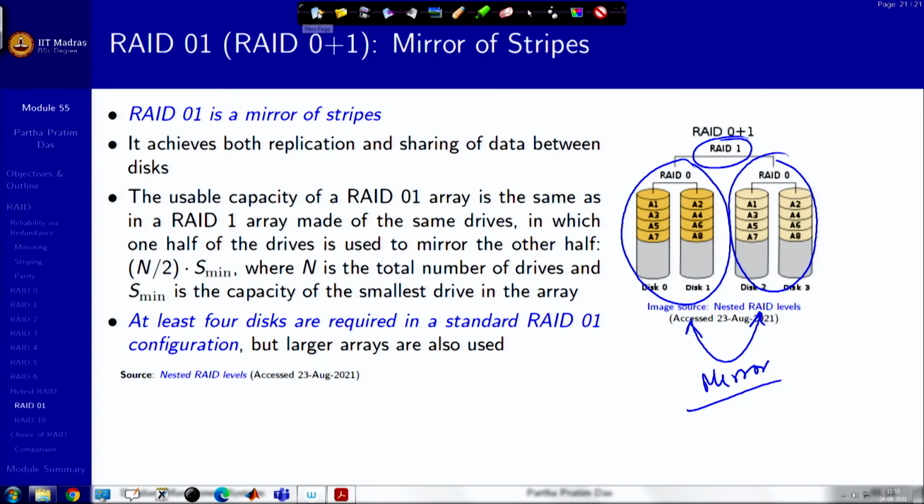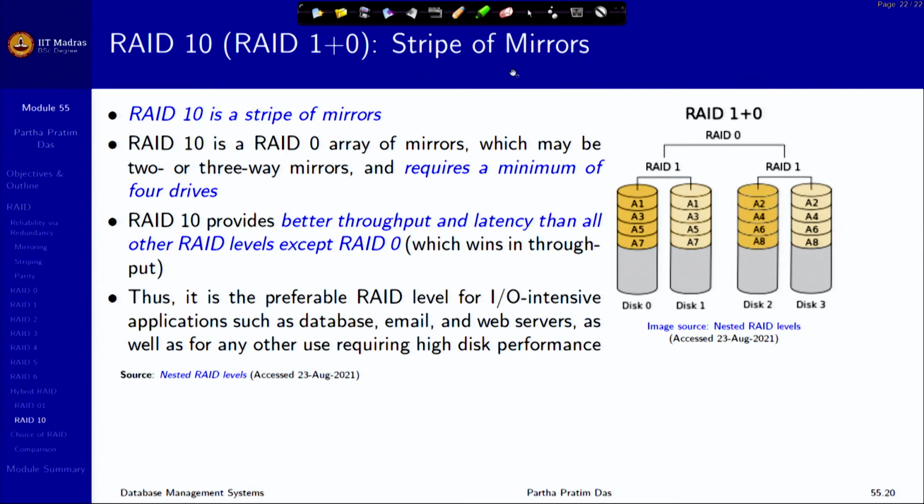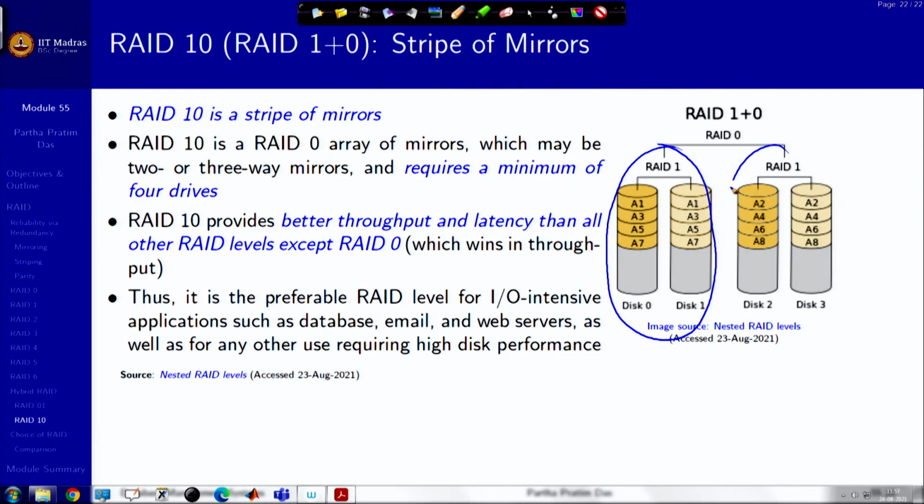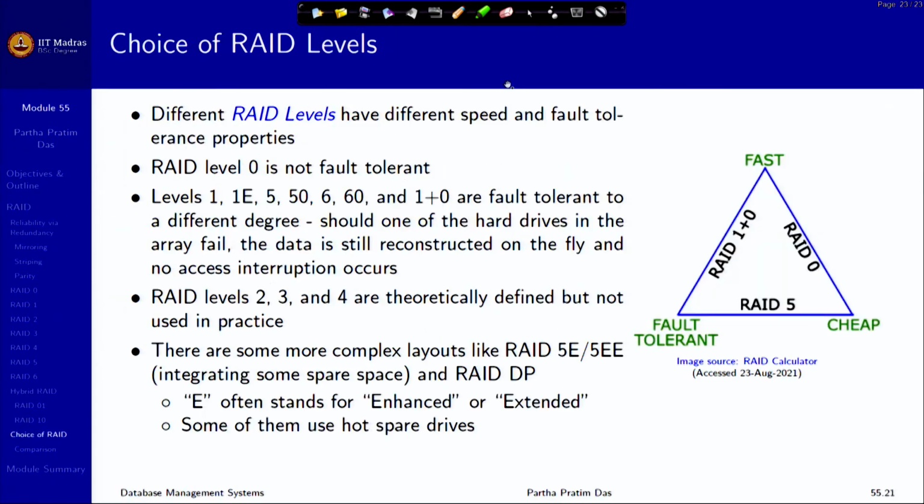In contrast, if you have RAID 10, then at the lower level you have RAID 1, which is mirroring. So, first you mirror, these are mirrors, and then the mirroring is on striped data. So, A1 is here, A2 is here, A3 is here, A4 is here. It provides better throughput and latency than all other RAID levels except RAID 0. So, that is one of the popular levels. There are several others, there are 50, there is 100, depending on what you need.